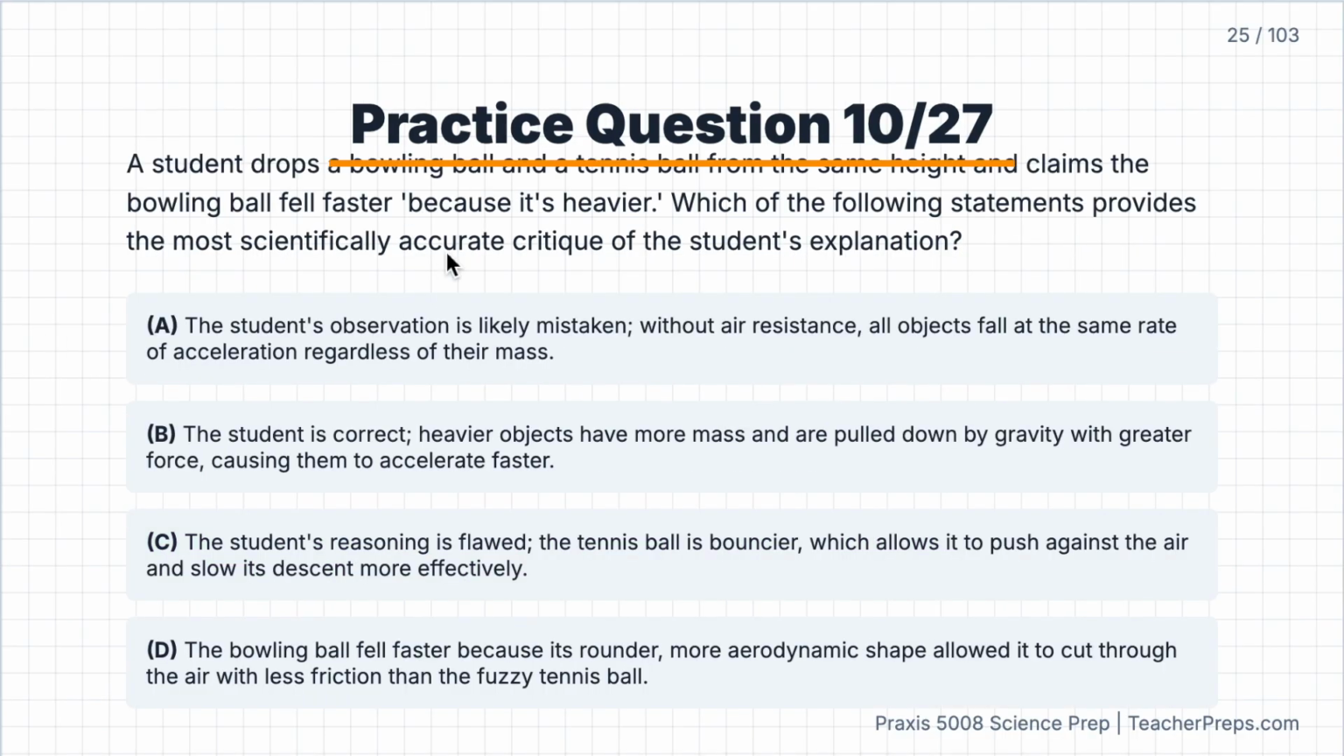Question number 10, and sorry about the line here, all of these practice test questions are in the same place, and this question has 3 lines, so it just went up a little bit, but that's okay. I'll still read it to you. A student drops a bowling ball and a tennis ball from the same height and claims the bowling ball fell faster because it's heavier. Which of the following statements provides the most scientifically accurate critique of the student's explanation?